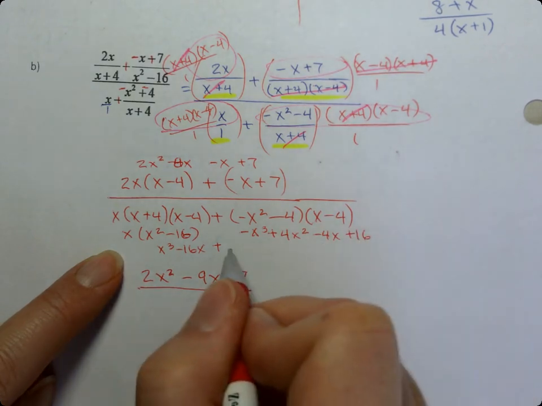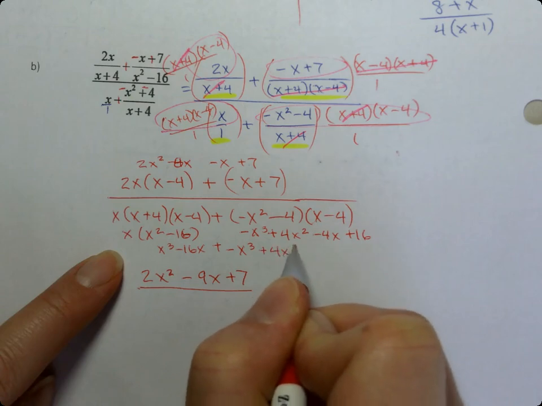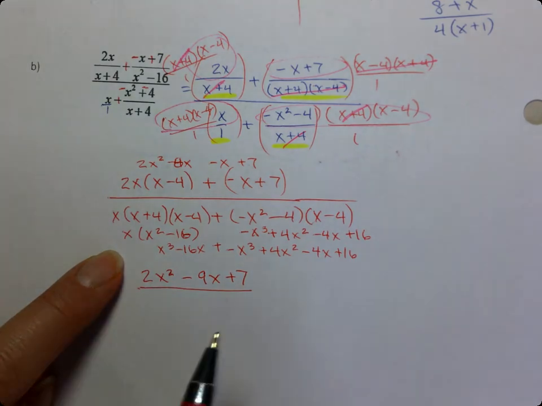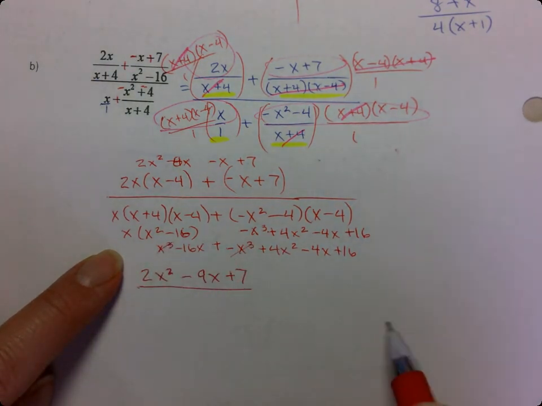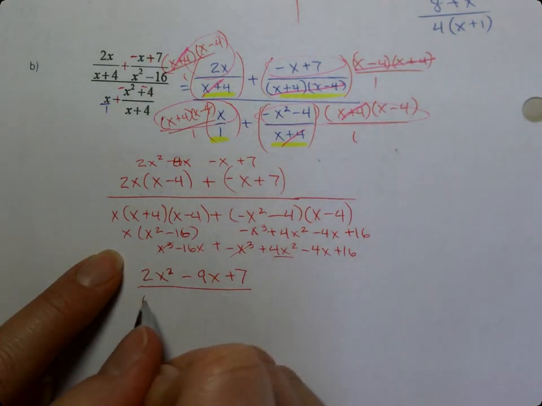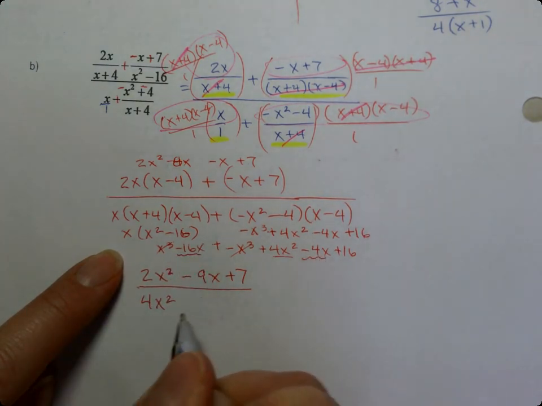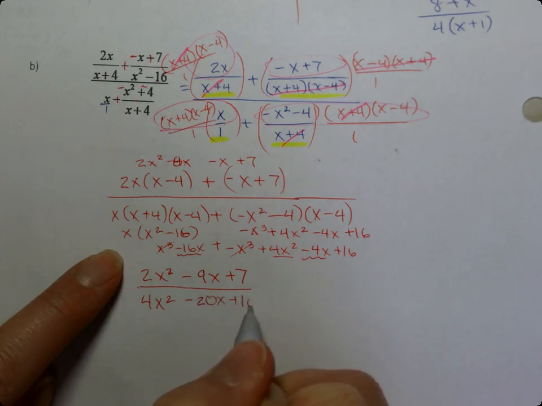Now I did that up above. I'm going to drop it down. I just did it in case there are any like terms to add, but this is what I get for my overall denominator. When I go to add like terms, the negative 3x or negative x to the third and x to the third cancel. My highest power is 4x squared. I've got negative 16 and negative 4x, which is negative 20x, and then plus 16.